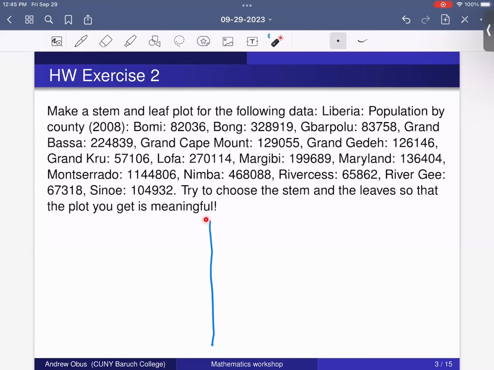And probably we're only going to do one digit for the leaf, or maybe two, because getting this population down to single digits is not really very accurate anyway. So does anybody have an idea, for instance for Bong County, where would we want to separate the stem from the leaves in a way that makes sense for this data? And for this one, I think there really is a right answer. There is one answer that I think is better than all of the other ones.